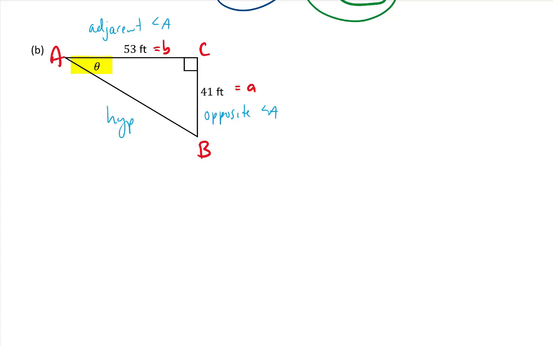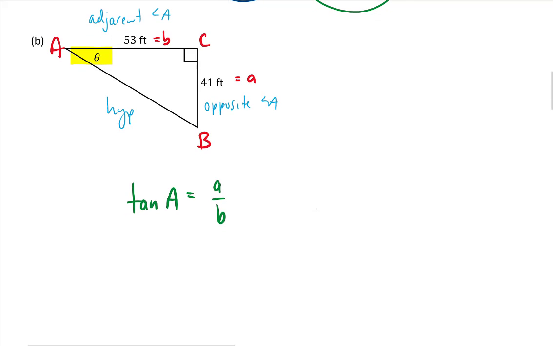The ratio we're going to use this time is tan. We have tan of A is equal to opposite over adjacent, so A over B, the two sides that we know. Subbing in our values, we get the tan of theta this time. If you want to keep it A, you can also leave it as A. So let's keep it as A. And we have 41 over 53.